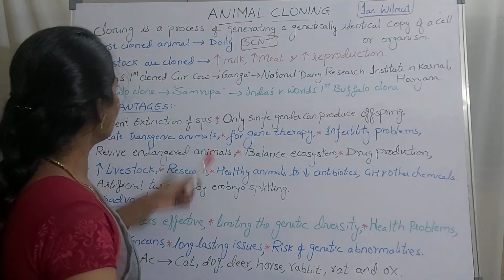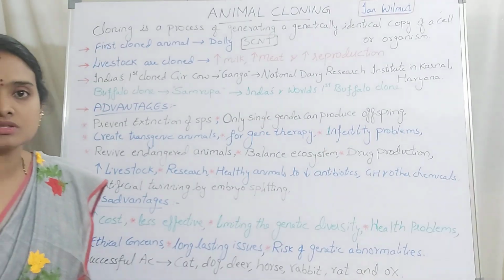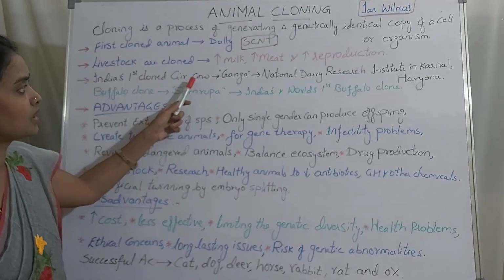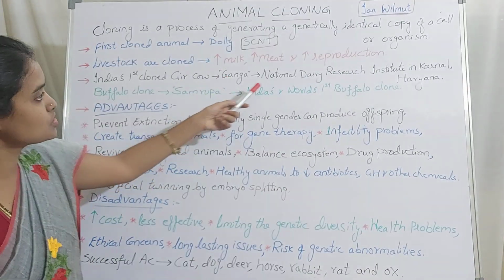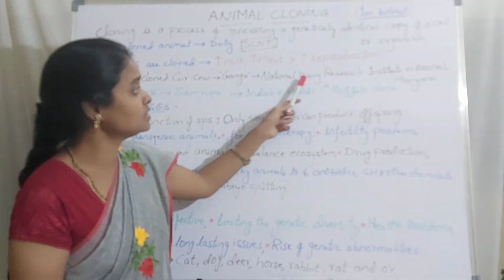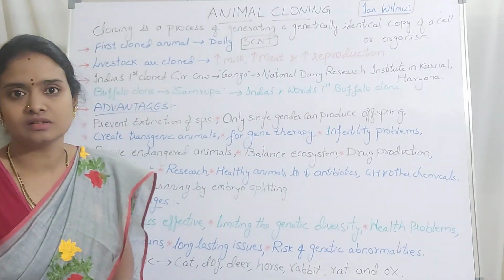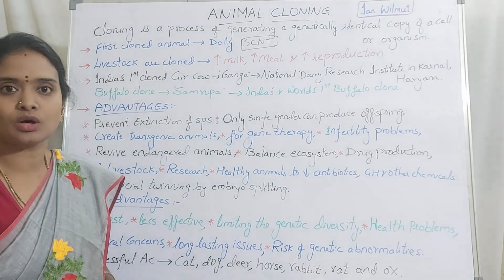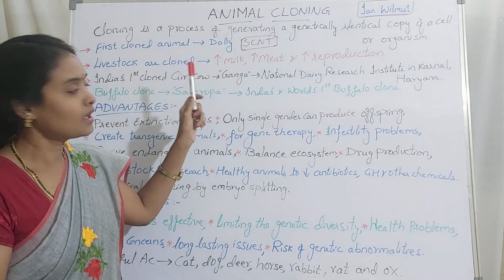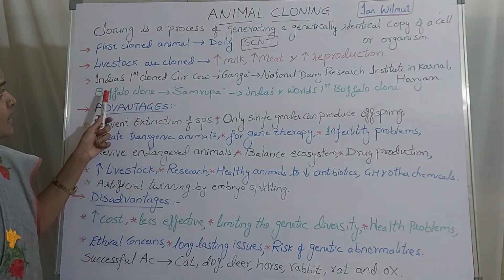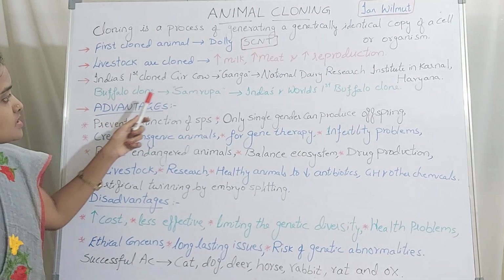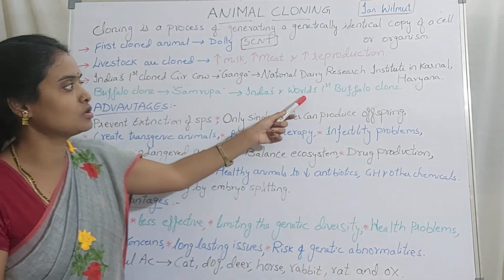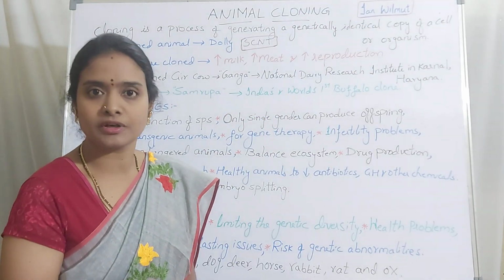So let us see what are the other animals which are produced using these cloning techniques. India's first cloned Gir cow is Ganga. Right? Which institute has produced it? It is the National Dairy Research Institute in Karnal, Haryana. So this was a successfully produced cow which was named Ganga. And second, India's first buffalo clone is Samrupa. It is not only India's first buffalo clone, but also the first in the world buffalo cloning.